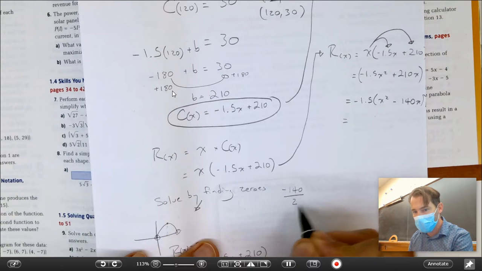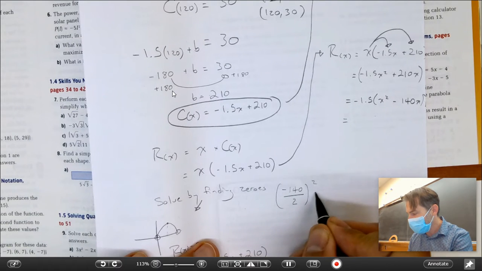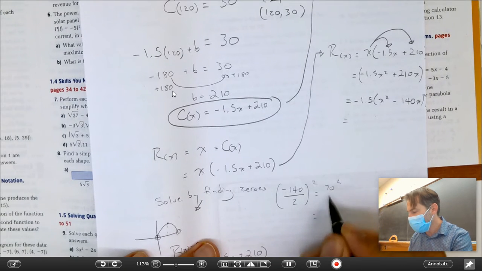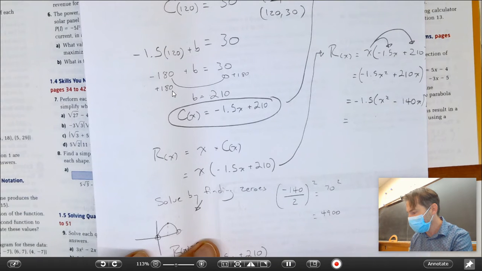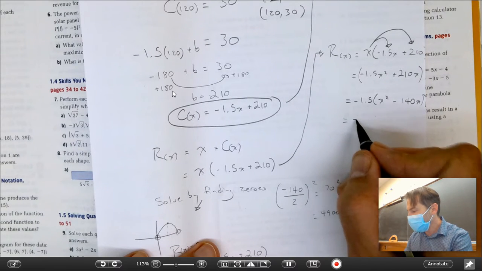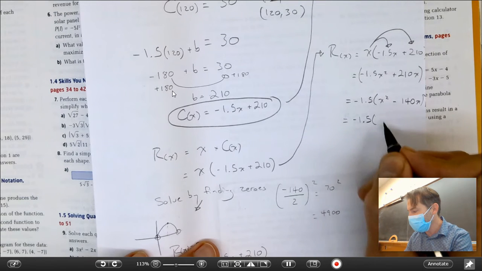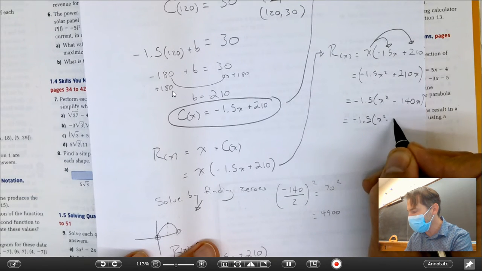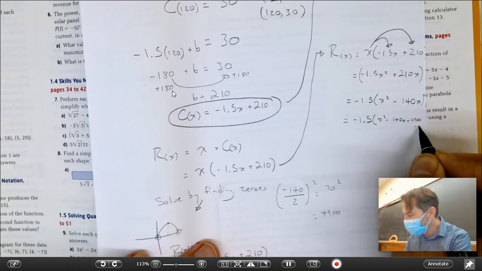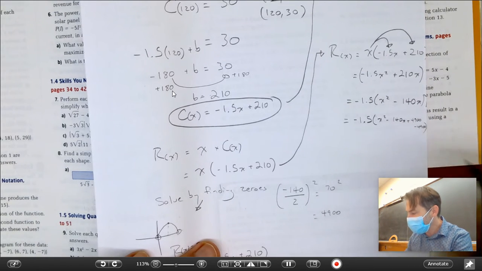Negative 140 divided by 2 squared is equal to 70 squared is equal to 4,900. 4,900, yes. So there is 70 squared. So I'm going to add that and subtract it. So negative 1.5 multiplied by x squared minus 140x plus 4,900 minus 4,900. Oops, I need more space.